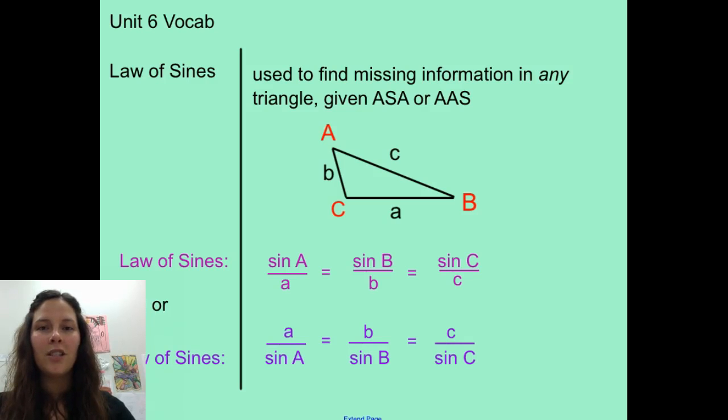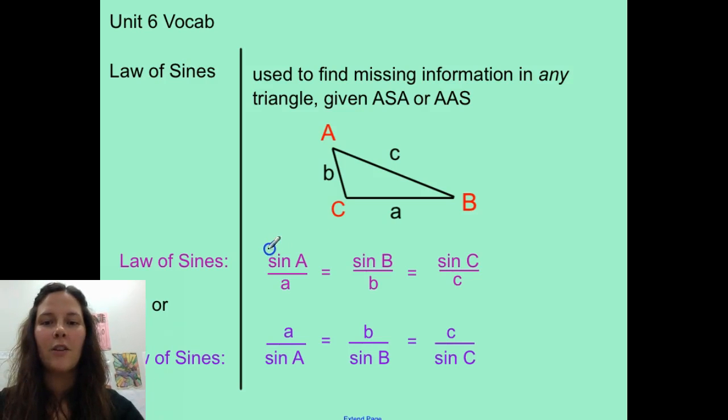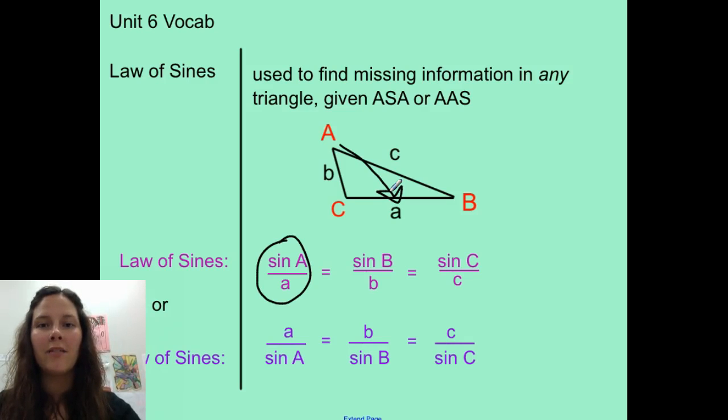There's two different ways to look at law of sines. Sine of the angle over the side opposite. So looking at our first ratio, we have sine of angle A over side A, and that will equal that ratio for any of the other angles. So for law of sines, you really pick two of the ratios to use. You do not need to use all three of them.